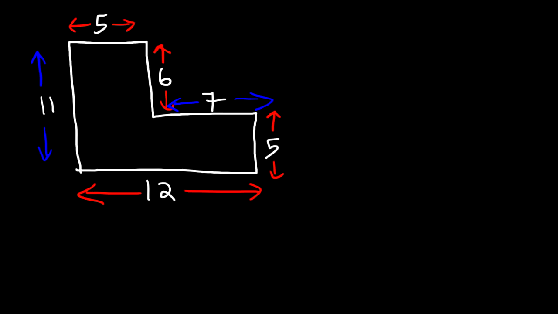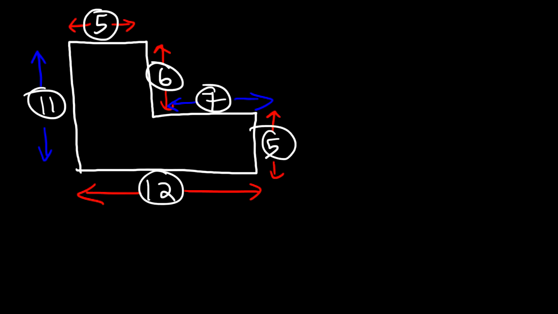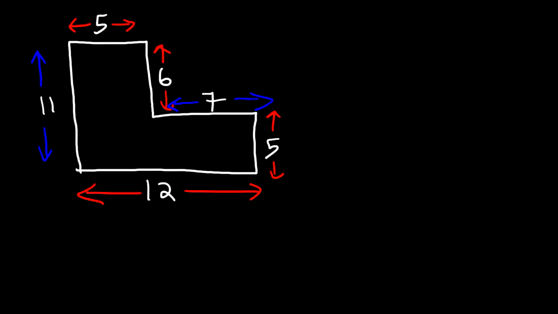So now that we know it's 7, we could find the perimeter. We just have to add up all the numbers. So it's going to be 5 plus 6, which is 11, plus 7, that's 18. 18 plus 12 is 30. 30 plus 11, that's 41, plus 5 is 46. So therefore, the perimeter of this figure is 46 units.